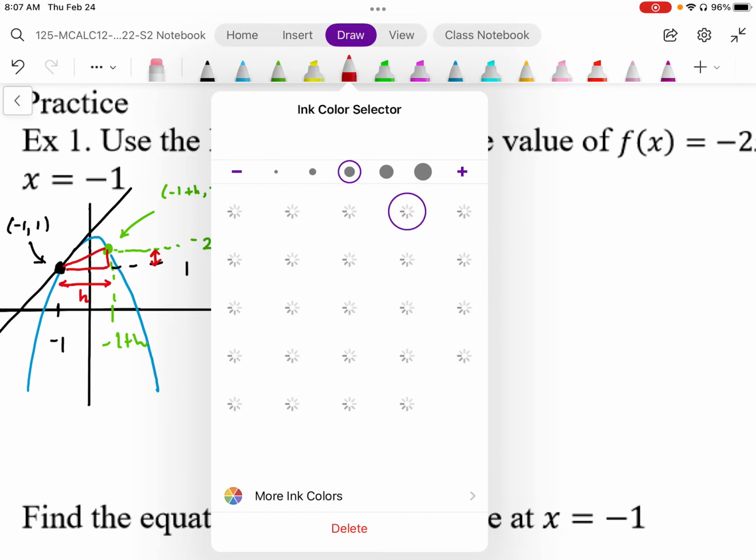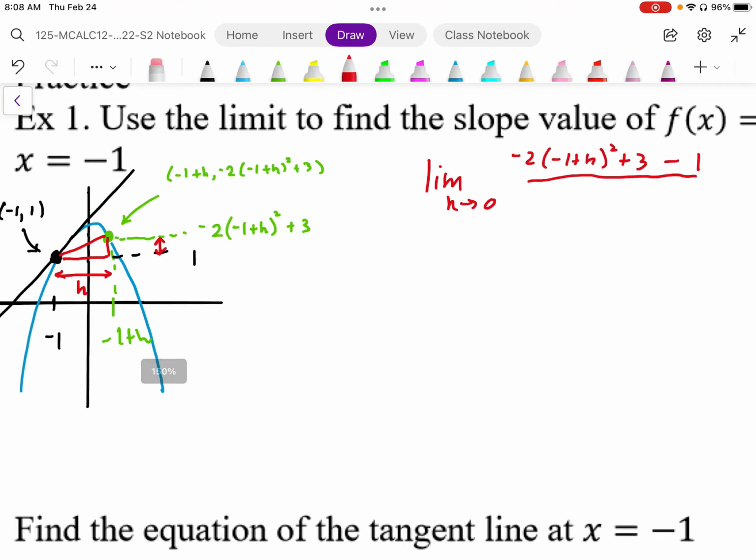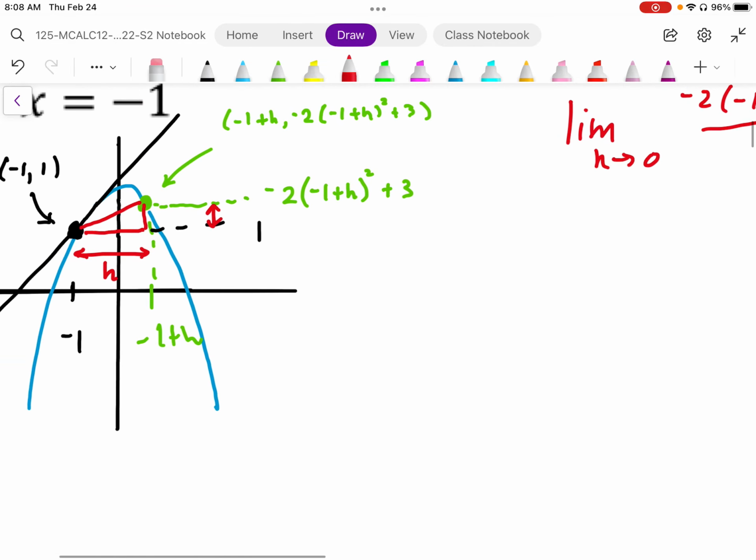Okay, so I'm going to set it up as a limit. It's a limit as h approaches 0 of the slope. The rise of that slope is going to be the y-coordinate, negative 2 times negative 1 plus h all squared plus 3, minus the y-coordinate of the black dot, which is 1. So that's the rise between the green dot and the black dot. The run is going to be between negative 1 and negative 1 plus h. Well, the run is just going to be h.